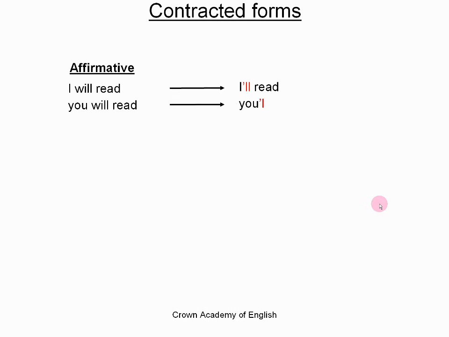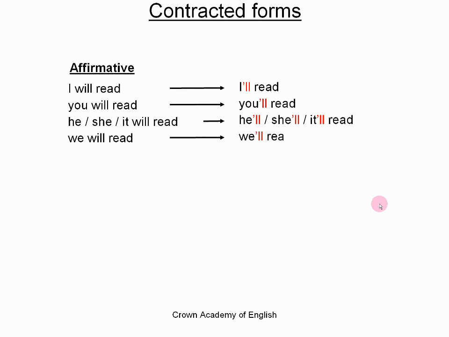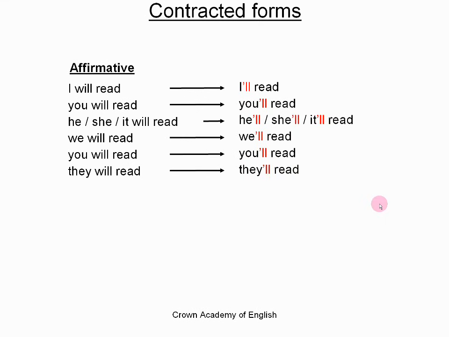Contracted forms. I'll read, you'll read, he'll read, she'll read, it'll read, we'll read, you'll read, they'll read. So we use the contracted forms usually for spoken English. So when we speak, we don't really write these, but this is how we would spell it if we write it. Okay?